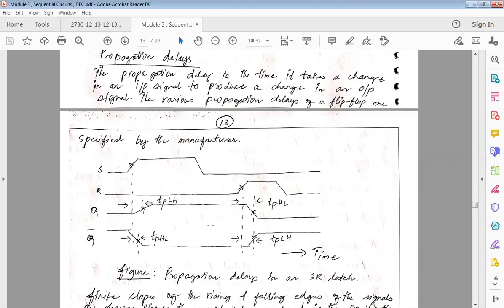Similarly, you can take another point here and check the value from high to low. This point should be here, but at this point it is falling, which means this line is delayed by a certain amount of time. This time is your propagation delay from high to low. This is called your falling edge, and this is called your rising edge. So TP is your propagation delay.